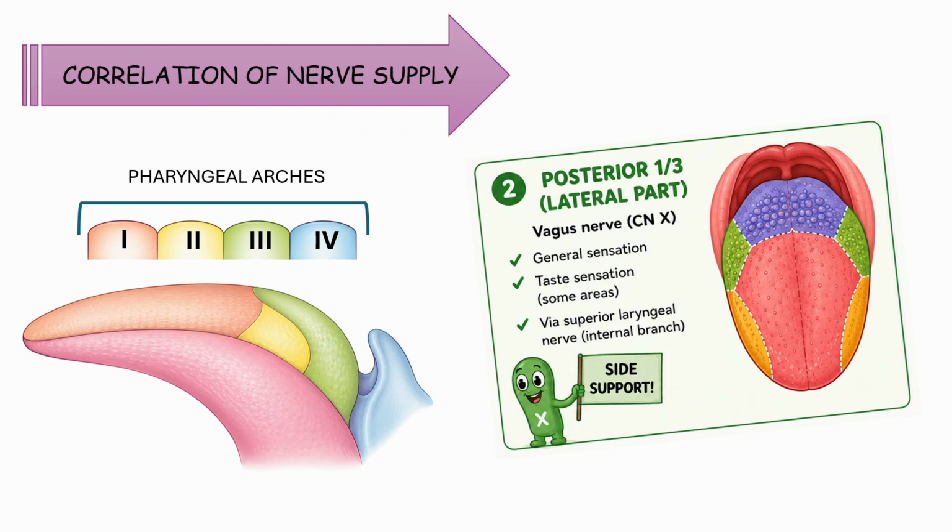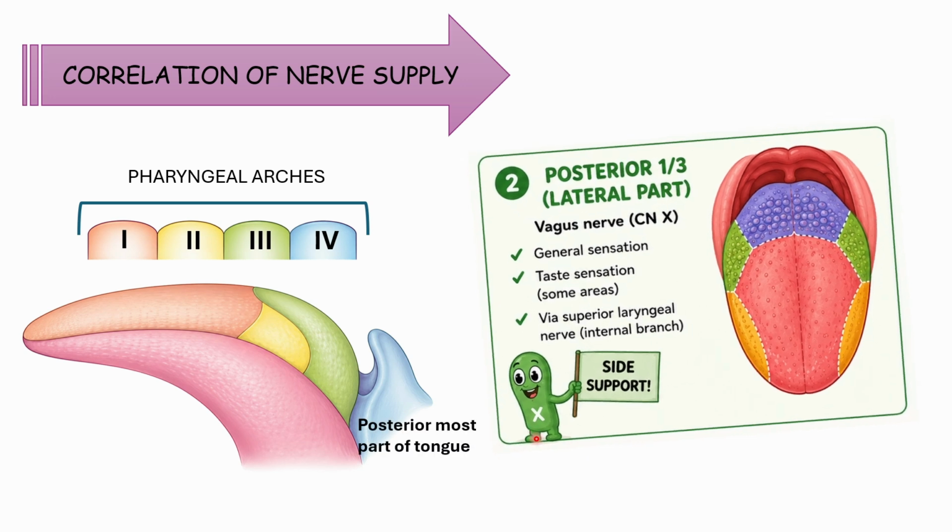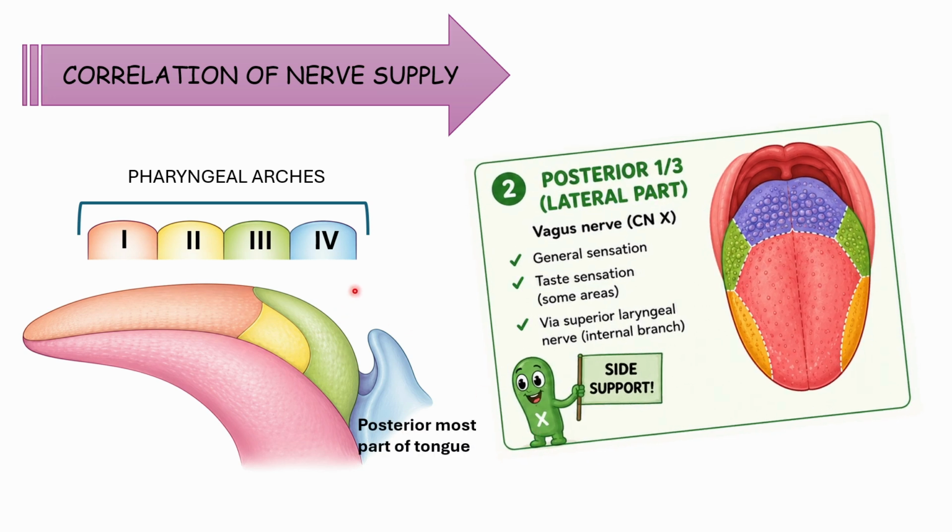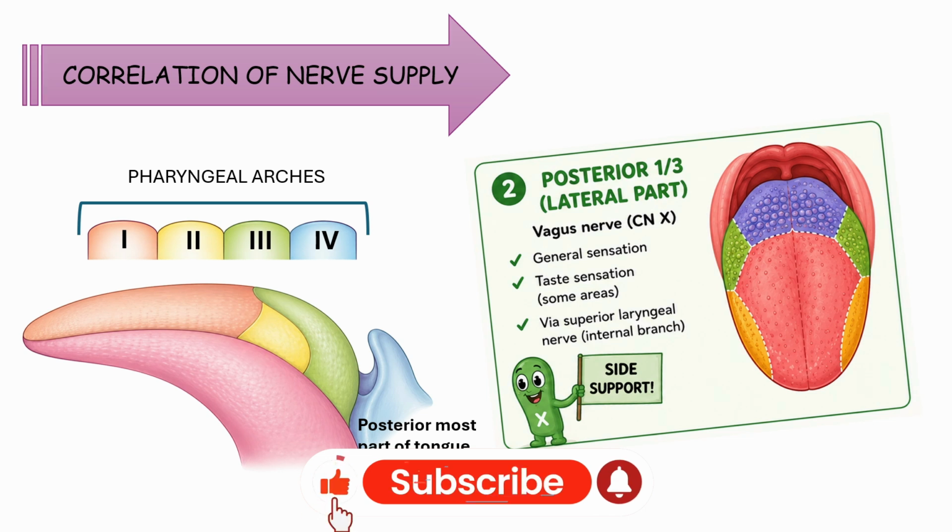The posterior most part of the tongue is developed from the caudal part of the hypobranchial eminence in relation to the fourth arch. So this forms the posterior most part of the tongue. The nerve of the fourth arch is the superior laryngeal nerve, and that supplies the posterior most part of the tongue. It is a branch of the vagus nerve.